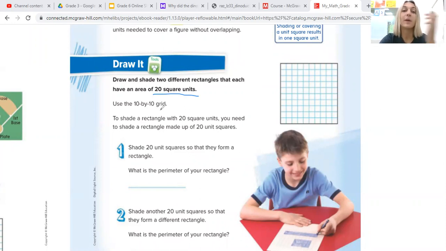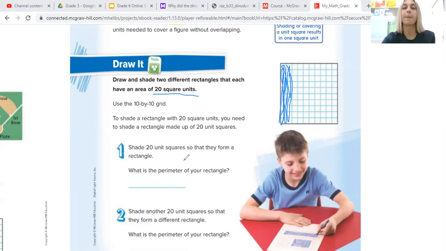It doesn't matter necessarily what the shape looks like. So we need to shade a rectangle made up of 20 unit squares. So I'm going to do this here. You can make yours look different than mine, or you can copy mine exactly. So this grid here is 10 by 10 grid. So there's 10 unit squares down and 10 unit squares across, meaning there's 100 unit squares total. So I'm going to start by shading in these 10 right here. 10 unit squares. Then to make 20, I'll shade down this, and then I'll have my 20 unit squares.